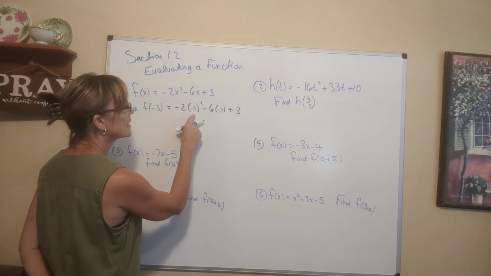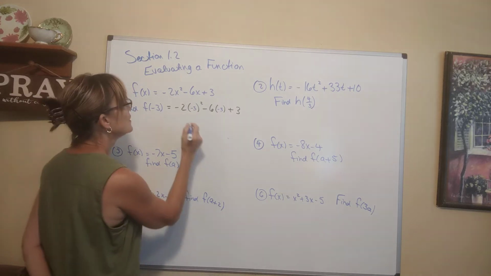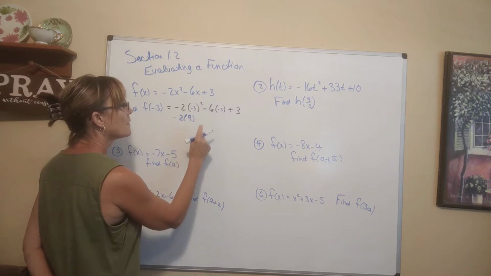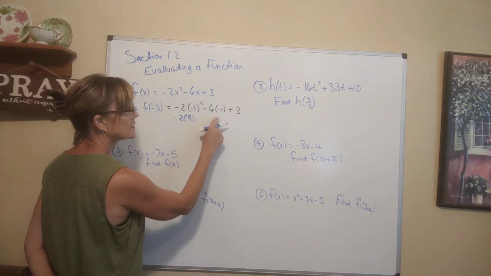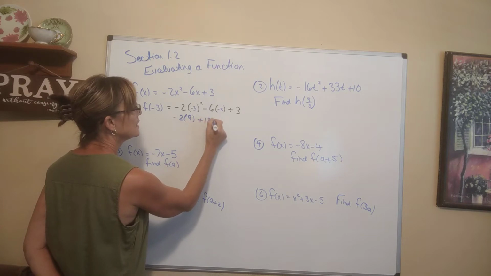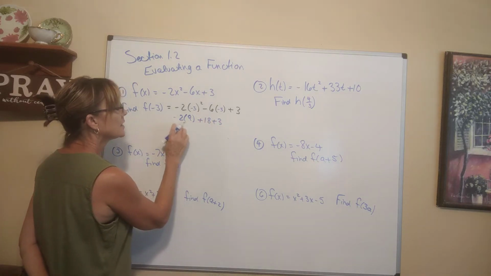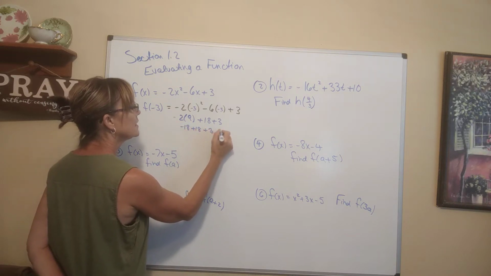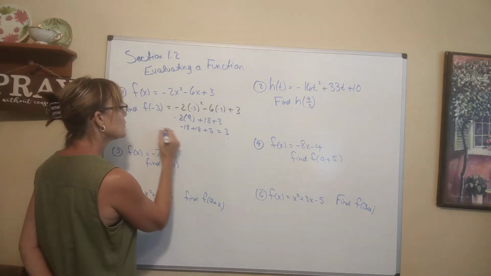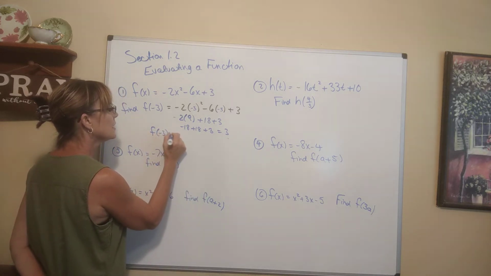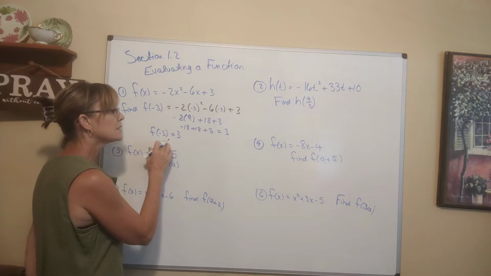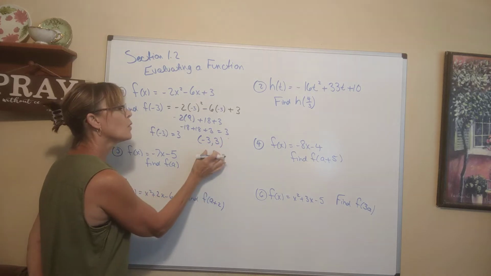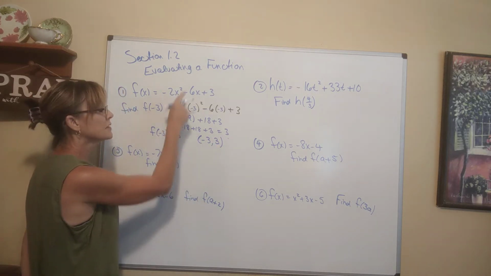So I'll take care of this. Negative 3 times negative 3 is a positive 9. So this will be negative 2 times 9. And I can go ahead and multiply this. Negative 6 times negative 3 is plus 18 plus 3. Negative 2 times 9 is a minus 18 plus 18 plus 3. The y value is 3. So what this means is f of negative 3 is 3. What this means is that when the x value is negative 3, the y value is 3. This is one point that we could find on the graph of this function.